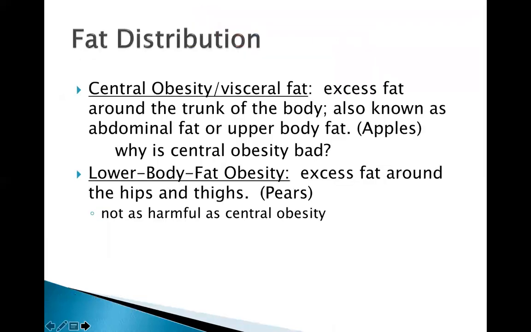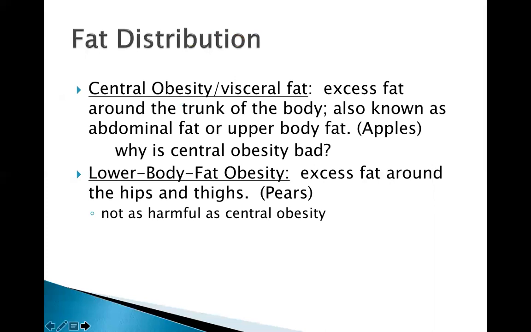Fat distribution. Not only the percent of fat in the body, but also the location of the fat in the body is important to dictating our health. Fat that surrounds the organs is much more harmful than fat that surrounds other tissues, specifically like the hips and thighs. So fat that surrounds our stomach, our liver, our kidneys, our intestines, our heart even, is considered central obesity. And people who have this central obesity are considered to have apple shapes. And this type of fat actually secretes multiple hormones, which can directly influence organ function and cause inflammation.